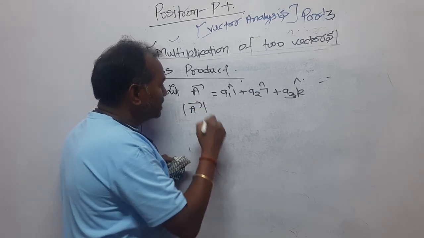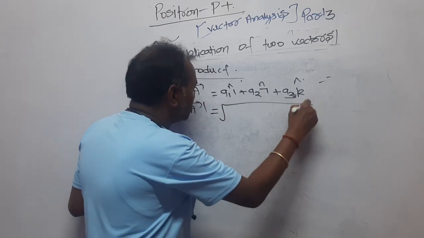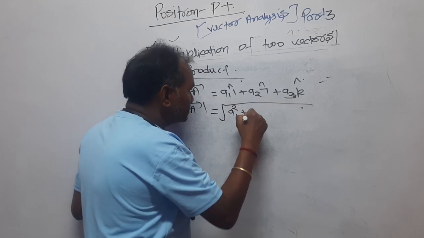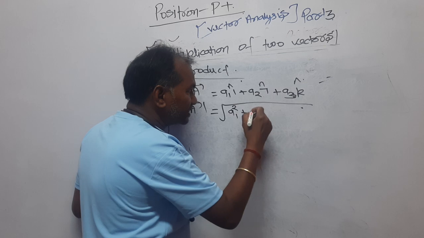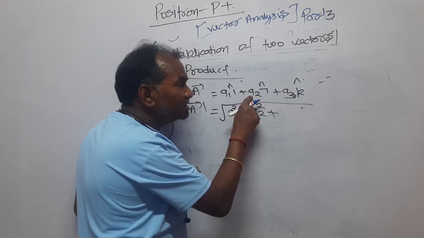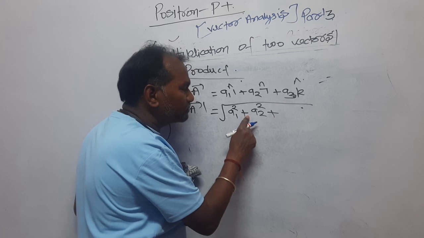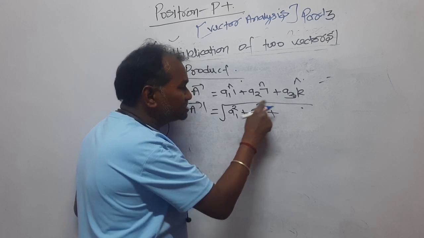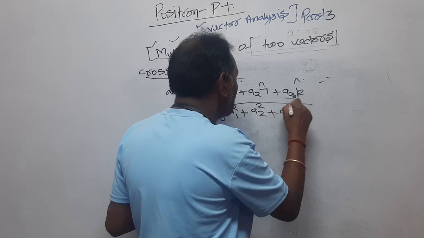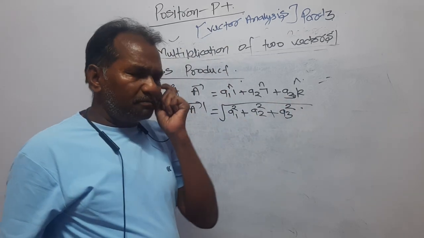Now let's find the magnitude of vector A. Magnitude of vector A, you write under root the coefficient of I cap, that is A1 square, the coefficient of j cap is A2. This sign you have to consider. If it were minus A2 j cap, then you have to write minus A2 square, and that ultimately becomes A2 square, plus A3 square. This is the magnitude of vector A.